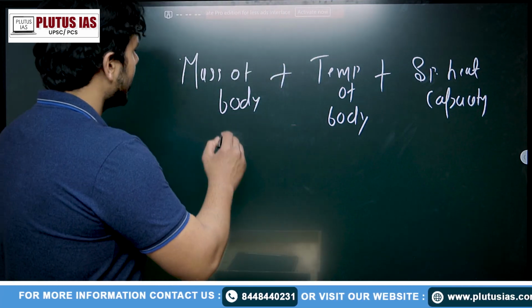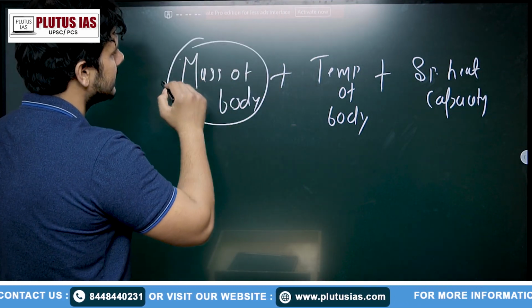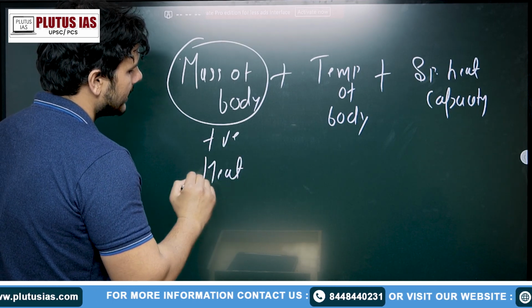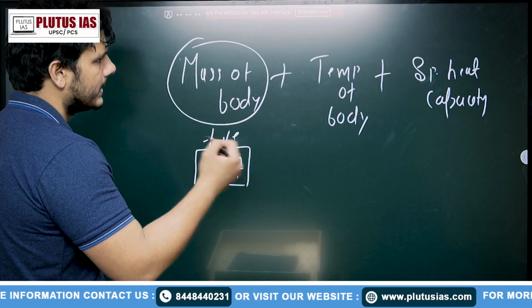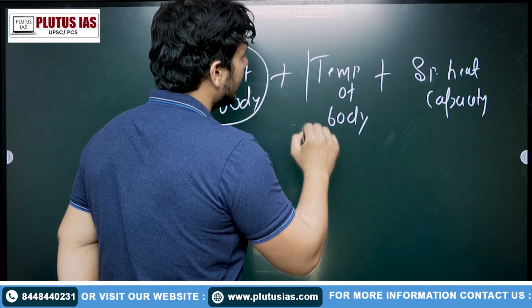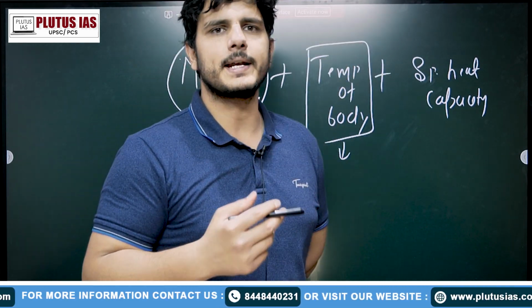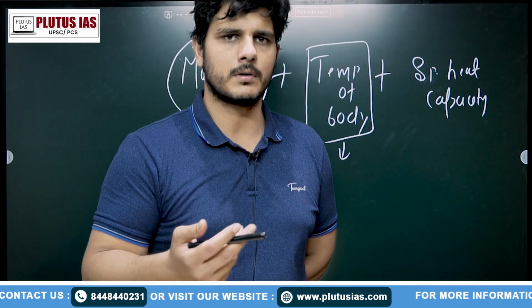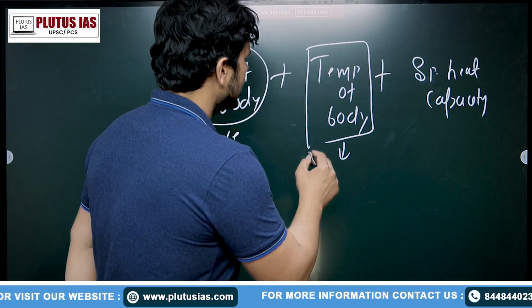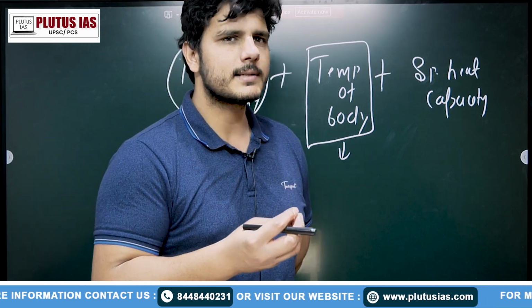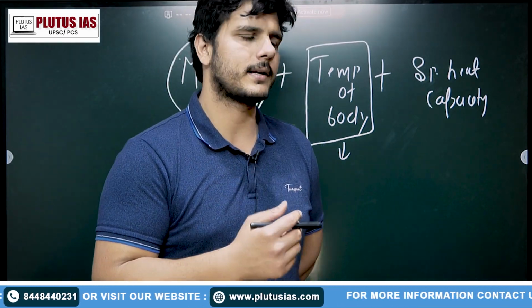So the first factor, mass of body, has a positive correlation with heat energy, because I told you higher the mass, higher will be heat energy. When I say temperature, what was it? It was the average kinetic energy of the substance. So in this case, if a body has higher temperature, it has relatively higher heat energy.